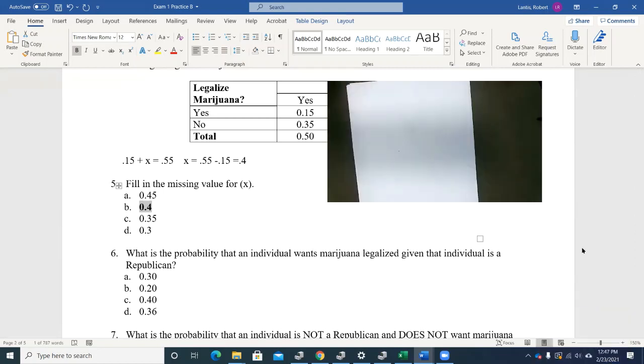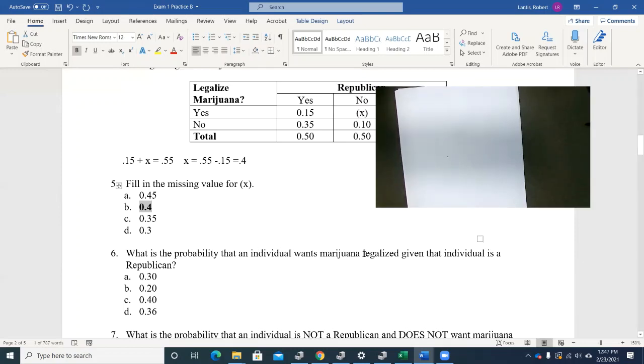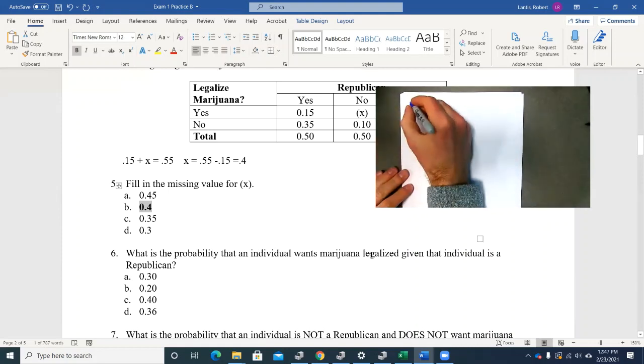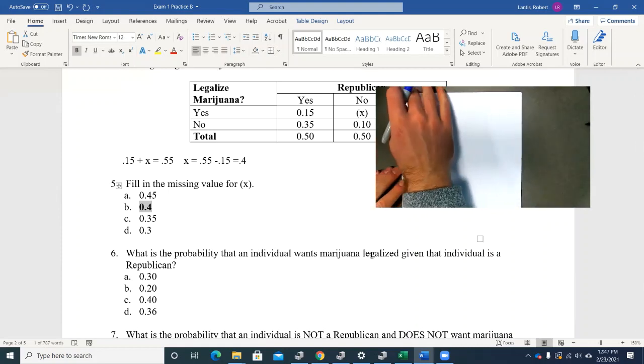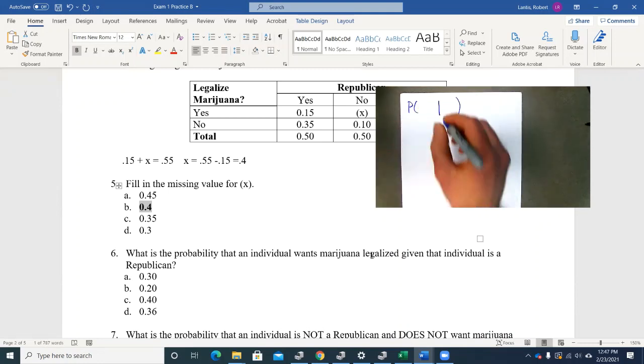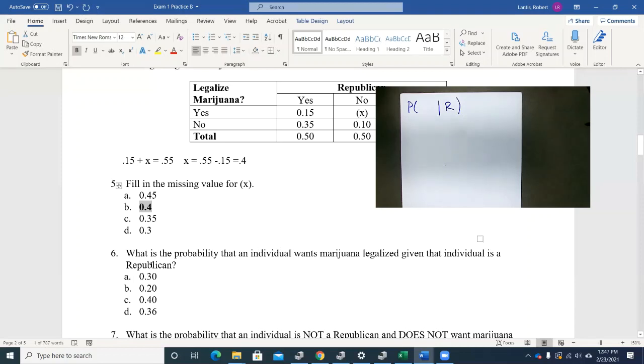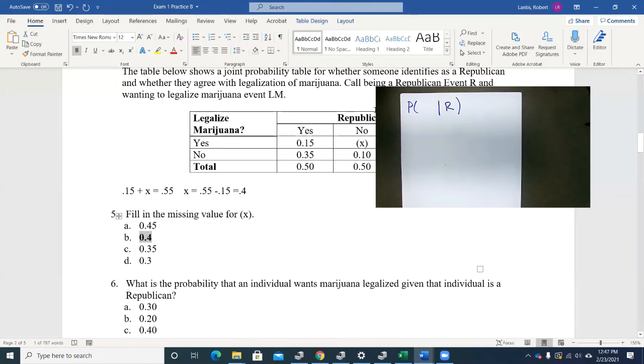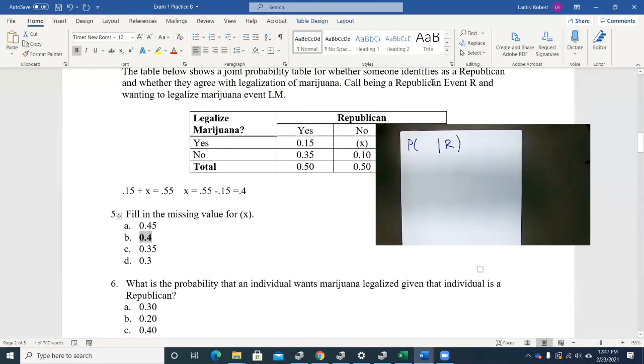So let me just blow this up so you can see me working along as I'm talking here. So what we were asked to find, it's always good to write out what you're looking for. So whenever we see this word given, we should automatically be thinking we have a conditional probability. What were we given? Well, that this person was a Republican. Calling a Republican the event R, that's the notation I'm going to use. Okay.